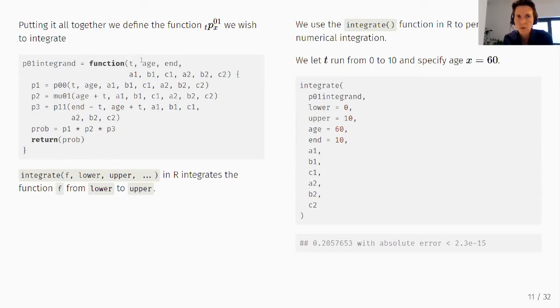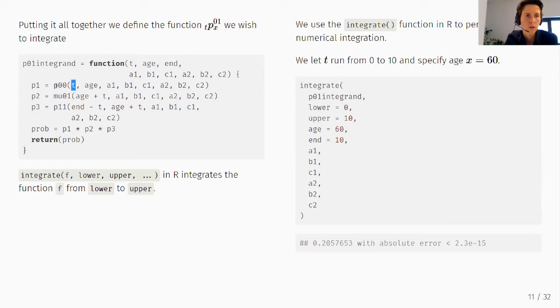So age is obvious. We're going to consider here a 60-year-old. The end, that means I'm going to look at my 10-year period. So the value for end in the calculation that I want to do will be the 10-year, right? And then the t is going to run from 0 to the value of end, right? So that's how I put together the specification here.